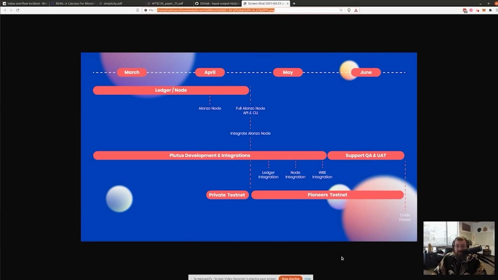And May is probably going to be the roughest month because that's the very beginning of the Pioneers testnet. June will be the cleanup month where we're really starting to get everything where it needs to go. We're kind of tuning things. And if we can keep the velocity we believe we have, we should be able to code freeze, feature freeze at the end of June.